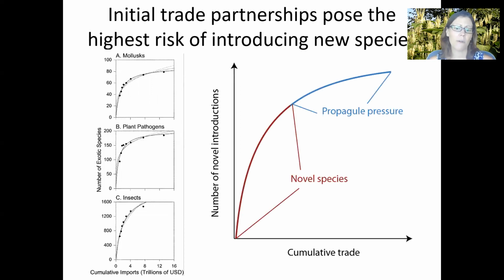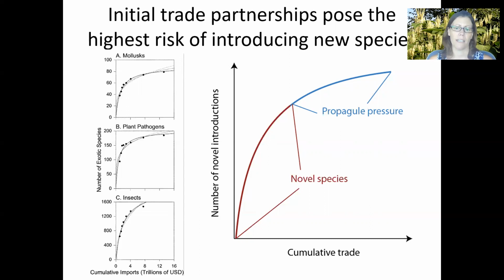Another way to think about this is to break this curve down into this rapid rise where you have totally novel species, and then the more leveling off into propagule pressure. Again, propagule pressure is that idea that we introduce the same species. A propagule could be a plant part, it could be a pathogen, it could be a plant part containing a pathogen, it could be an insect itself, a bunch of insect eggs, however mollusks reproduce. Those things could be floating around in your packing material, in your ballast water, whatever it is.